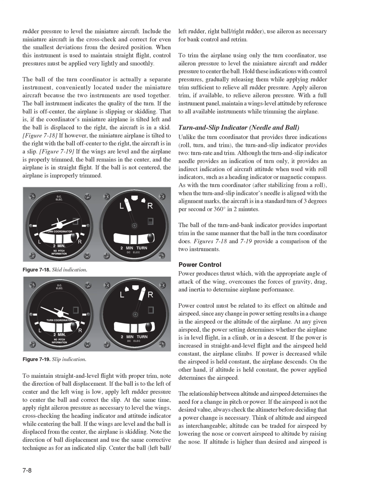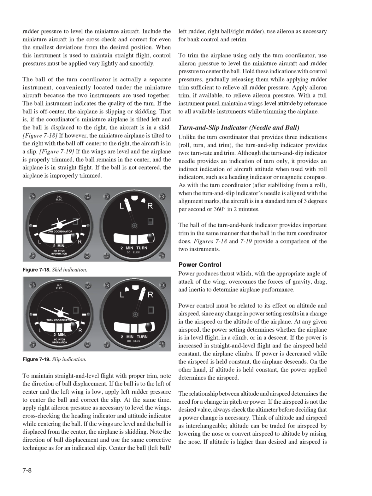Turn and slip indicator, needle and ball. Unlike the turn coordinator that provides three indications, roll, turn, and trim, the turn and slip indicator provides two: turn rate and trim. Although the turn and slip indicator needle provides an indication of turn only, it provides an indirect indication of aircraft attitude when used with roll indicators, such as a heading indicator or magnetic compass.